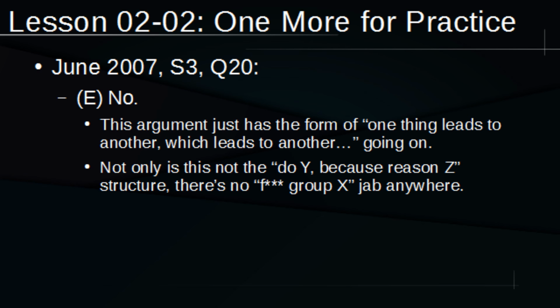There was an answer choice that provided cascaded reasoning. Not only is the do Y because of reason Z structure not present anywhere, there's no, forget group X, forget those people. There's no ad hominem jab either. So it's missing the core assumptive error, which is the assumption that concept Z is the be-all, end-all consideration. So not only is it missing that core flaw, it is also missing the ad hominem jab. And I've seen that the better looking answer has it, so I really don't like E.